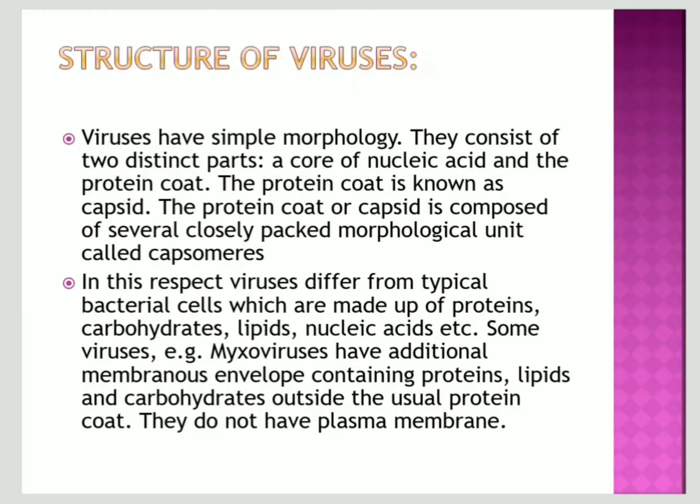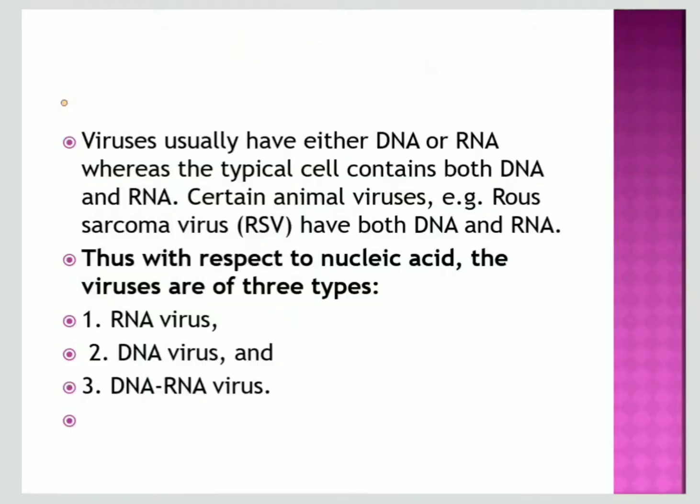In this respect, viruses differ from typical bacterial cells, which are made up of proteins, carbohydrates, lipids, nucleic acids, etc. Some viruses have an additional membranous envelope containing proteins, lipids, and carbohydrates outside the usual protein coat. They do not have a plasma membrane because they do not have a cell structure. Cells are absent for them. Cells are organisms, so that's why they do not have the plasma membrane.